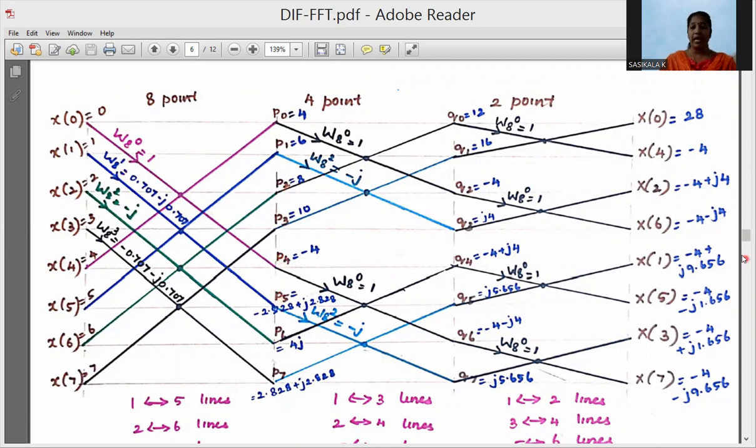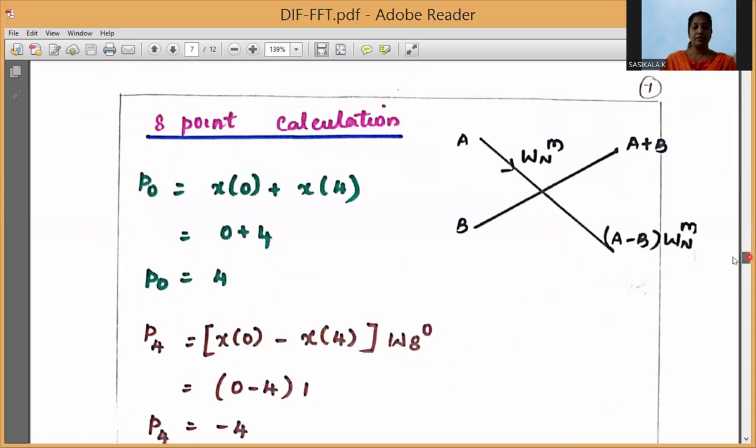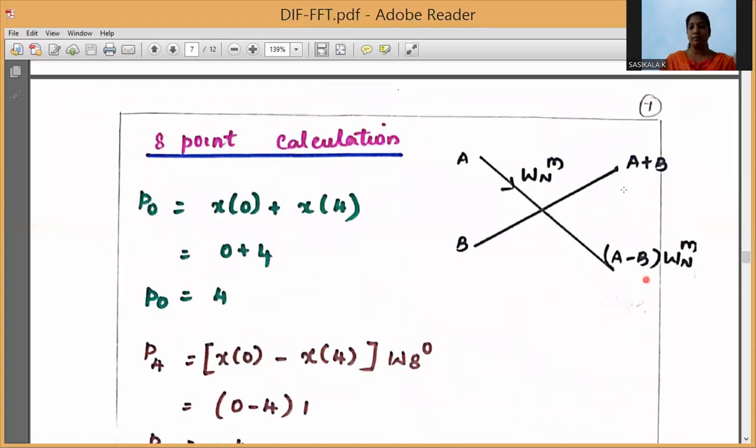So first we'll go to the 8 point calculation. First 8 point calculation means you have to consider the first butterfly. For the first butterfly, the first output is P0 and the second output is P4, and the inputs are x of 0 and x of 4. Okay, so listen. This is the 8-point calculation. So this is the butterfly diagram. A and B are the inputs, and the first output is A plus B, and the second output is A minus B, W n power m.